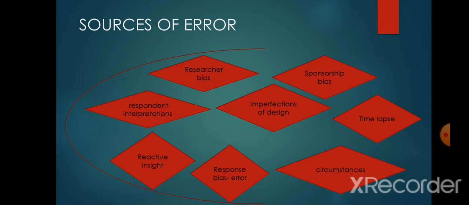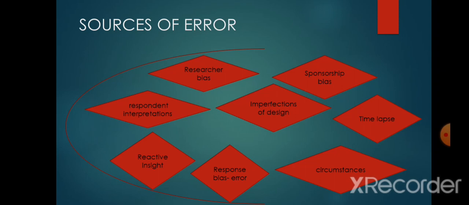Sponsorship bias. This bias results from the researcher's, hopefully unconscious, attempt to produce research that will please the outside agency funding the research. Imperfection of design. Weaknesses in the design of the questionnaire can result in bias or inaccurate responses. Such imperfections in data collection techniques include haphazard sequencing, inadequate instructions, and a failure to explain the purpose and the scope of the study.